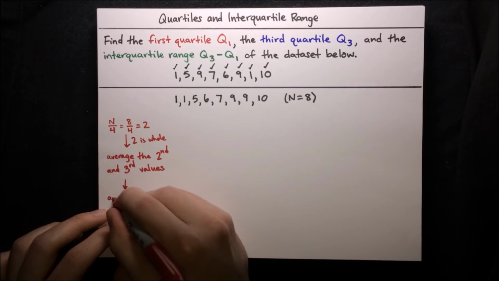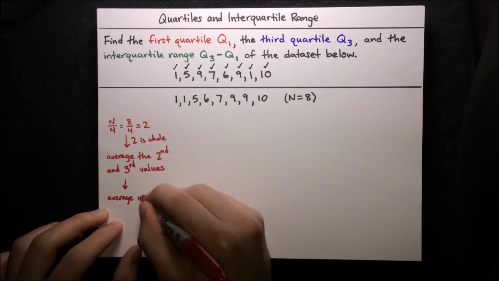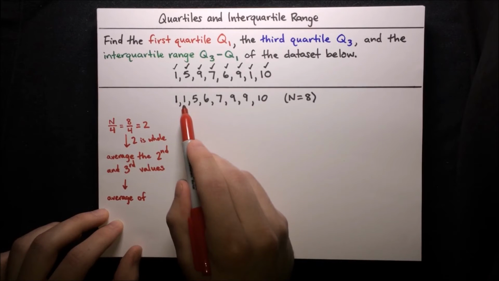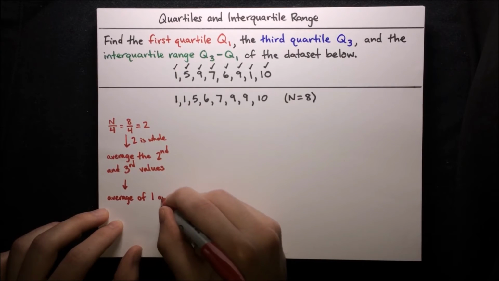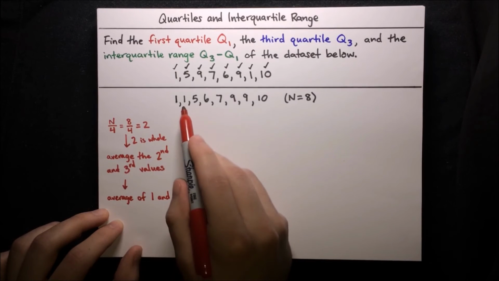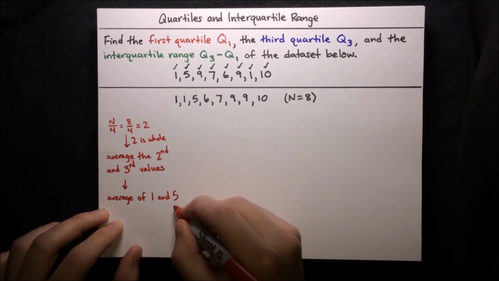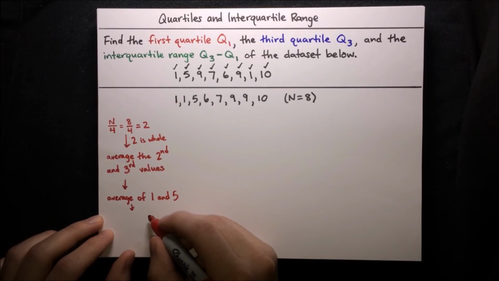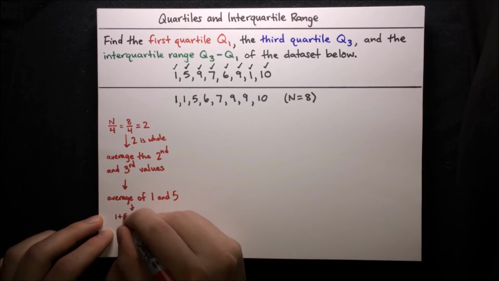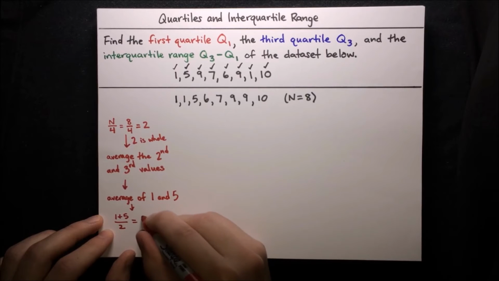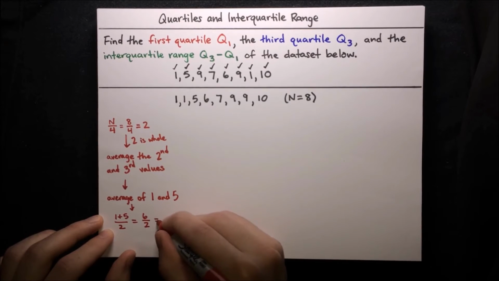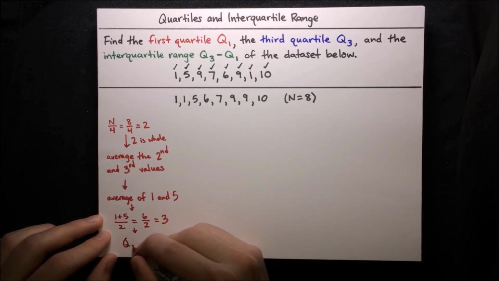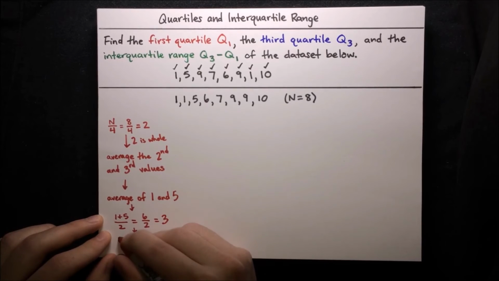So I want to compute the average of, what is the second value? Well, first value is 1, second value is also 1. So average of 1, and what is the third value? Well, that's the value right after 1, which is 5. So we want to take the average of 1 and 5, and we do that by just summing them and dividing by 2. So 1 plus 5 over 2 equals 6 over 2, which is equal to 3. So that means that the first quartile, Q1, is equal to 3.